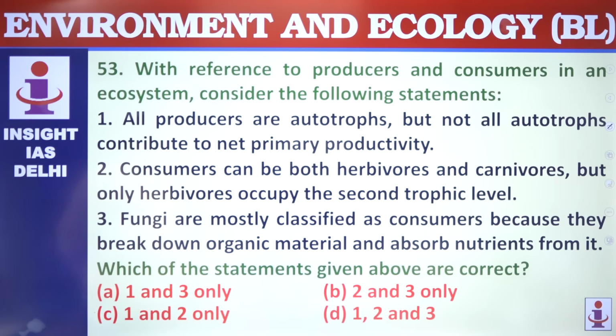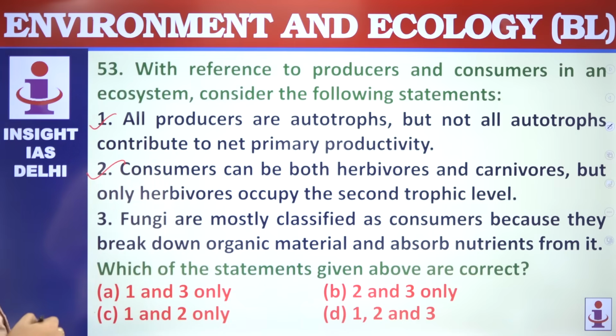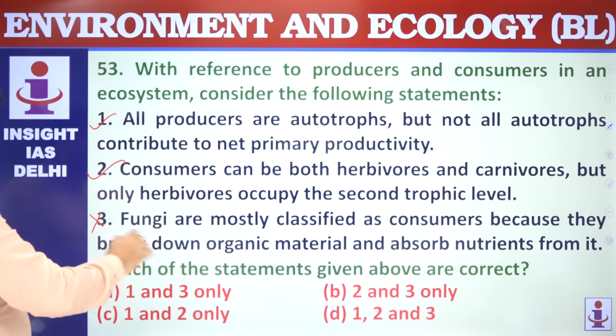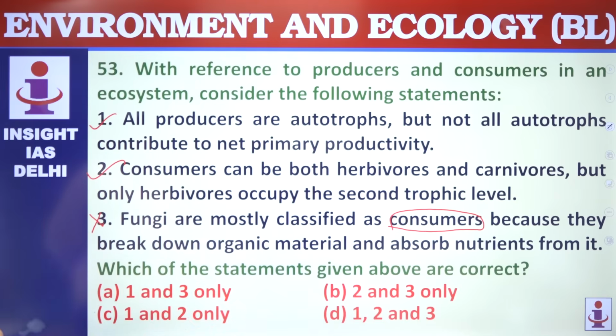Producers and consumers. So producers are autotrophs, but not all autotrophs contribute to net primary productivity. Correct. Consumers can be both herbivores and carnivores, but only herbivores occupy the second trophic level. Yes. Fungi are mostly classified as consumers because they break down organic material and absorb nutrient from it. No, this is not correct because fungi are not classified as consumers. They are like heterotrophs. So 1 and 2 are correct.